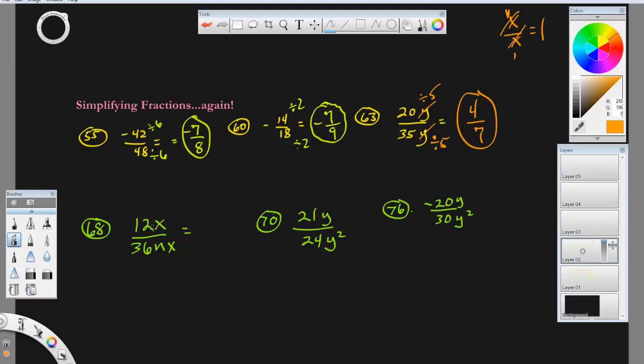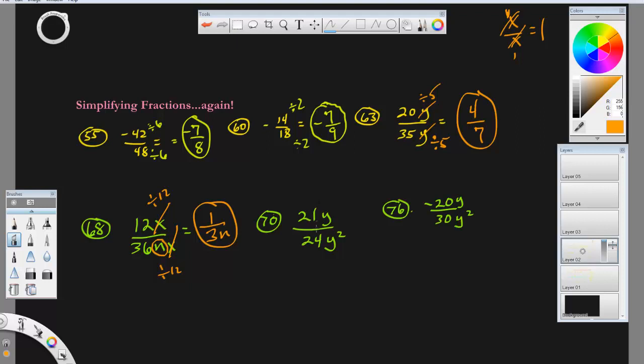Next one, anything on top letter-wise and anything on the bottom that matches gets canceled. Boom, boom, just like that. The 12 and the 36 have a common factor. The greatest common factor would be 12. 12 goes into both of them. So I'm going to divide the top by 12, the bottom by 12, and I'm going to get 1 over, just 1 on the top now, because 12 goes into itself once. On the bottom, I'll have 3, and then that leftover n. That leftover n is still there, so it just gets popped down there. So 1 over 3n.